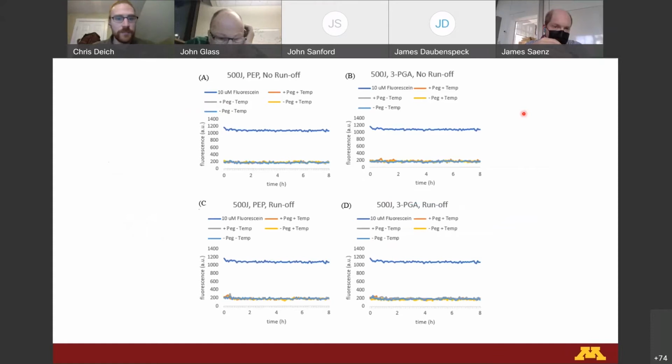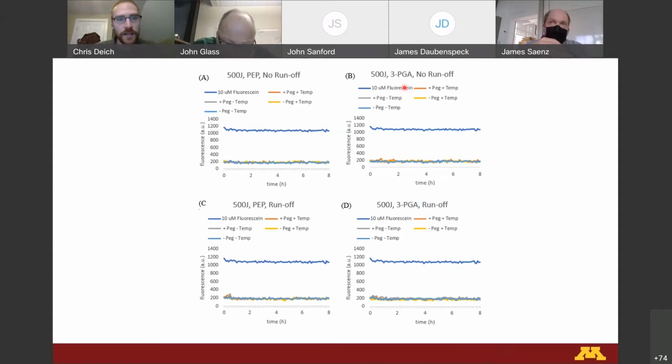And again, this is just more data. There's tons and tons of this where we just don't see any signal. This was just different sonication energies, using either phosphoenolpyruvate or 3-PGA as the energy mix, runoff versus no runoff. And really we get no signal.